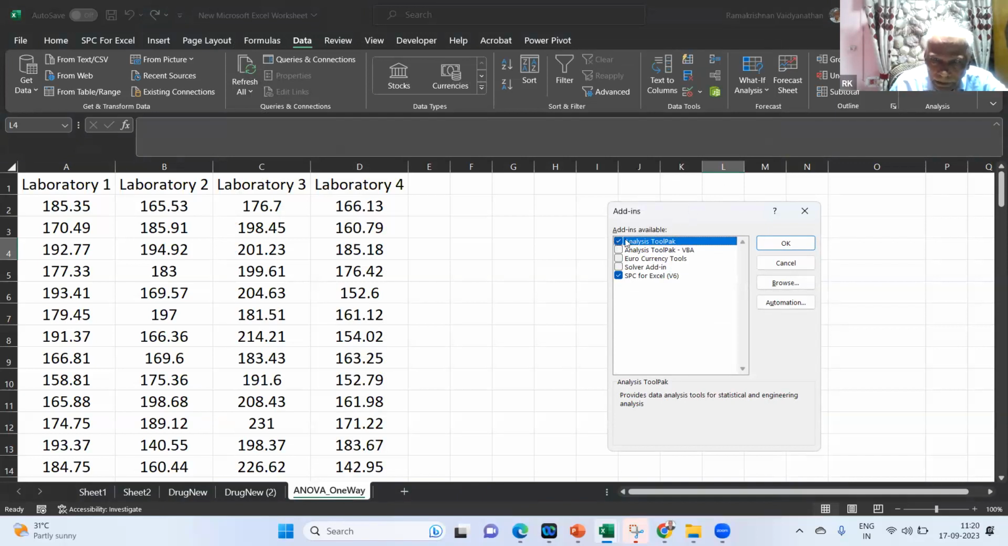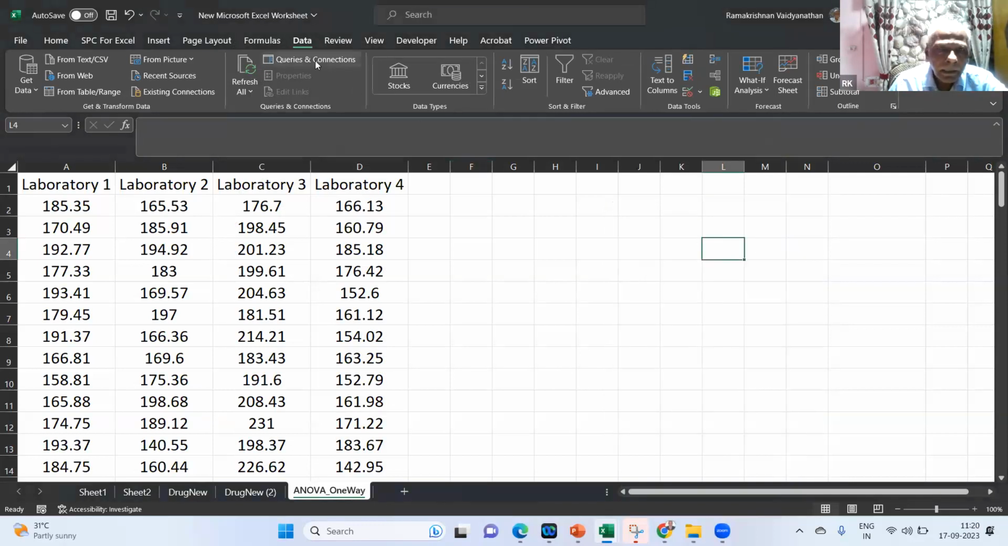Right? I will remove this, then data analysis will not come. See here, I click data. There is no data analysis coming. Are you seeing? Yes, sir. Now I'm going to bring this data analysis back.